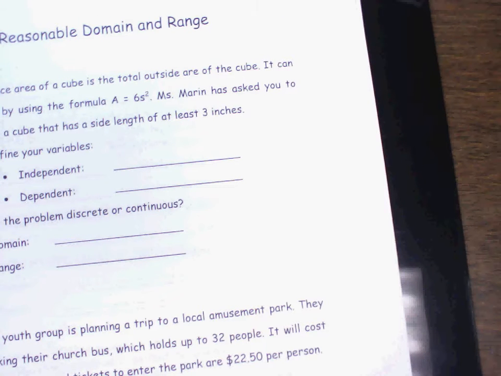All right, you know what we need to do? Remember that reasonable domain and range worksheet that we started, but we didn't do discrete and continuous? We need that. No, this one. We've done that one, we just haven't done the discrete or the continuous part. So we got to do that.